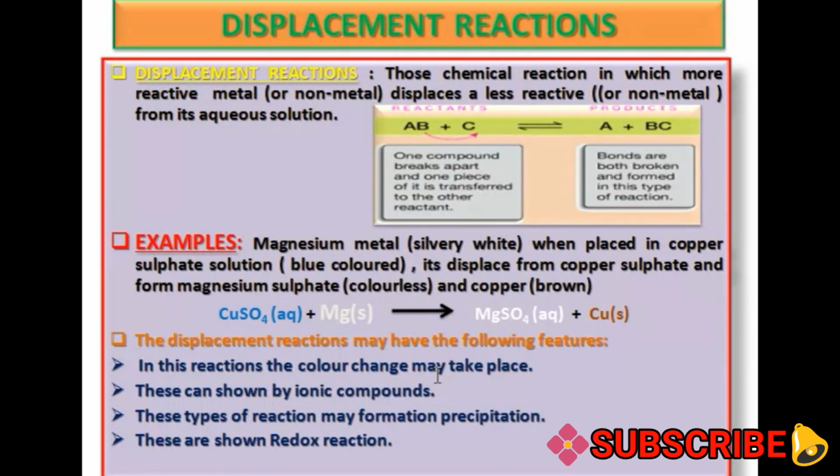Now, a displacement reaction may have the following features. Number one, in this reaction a color change may take place. This can be shown by ionic compounds. This type of reaction may form a precipitate, and these show redox reactions. Students, it is also called the single displacement reaction.